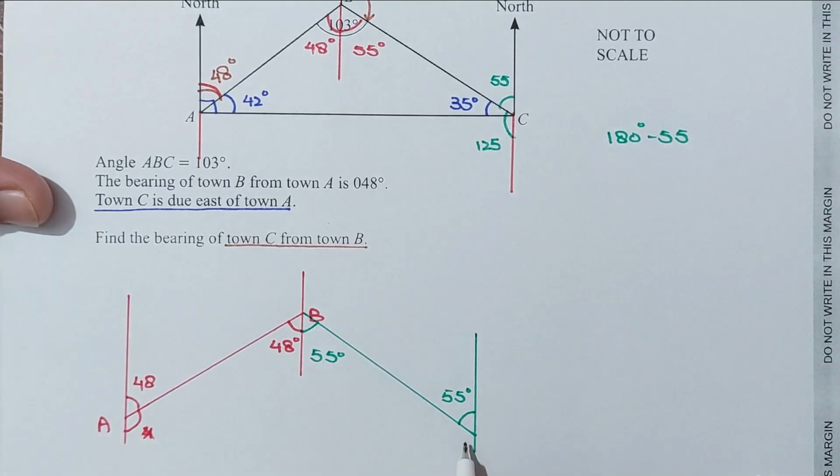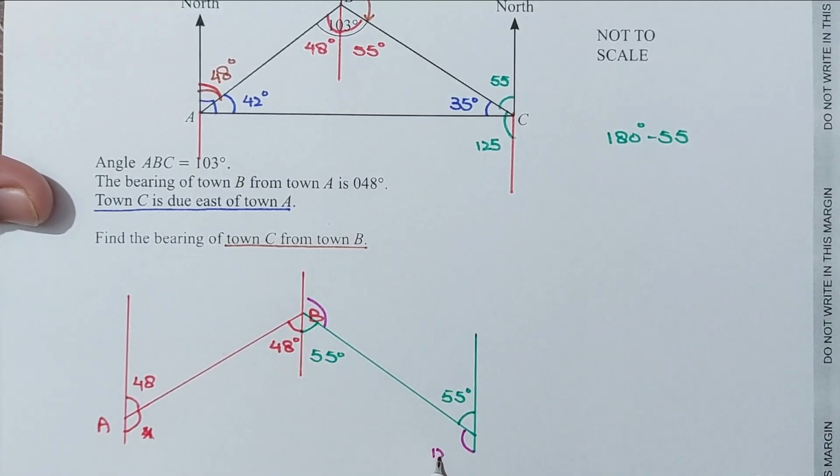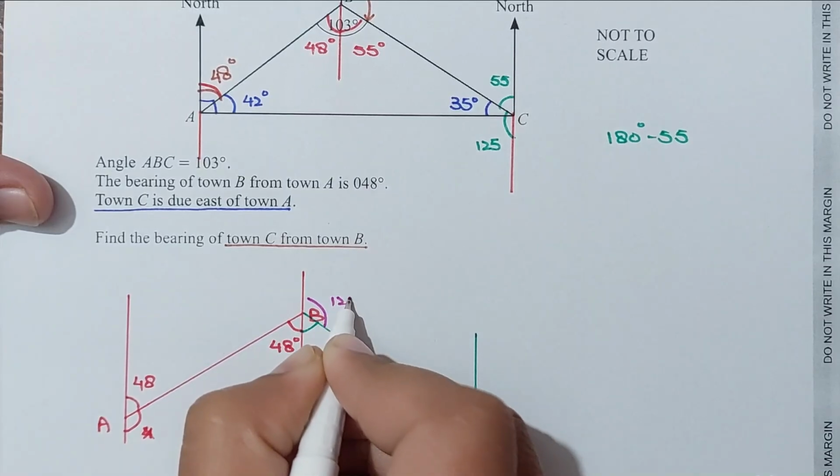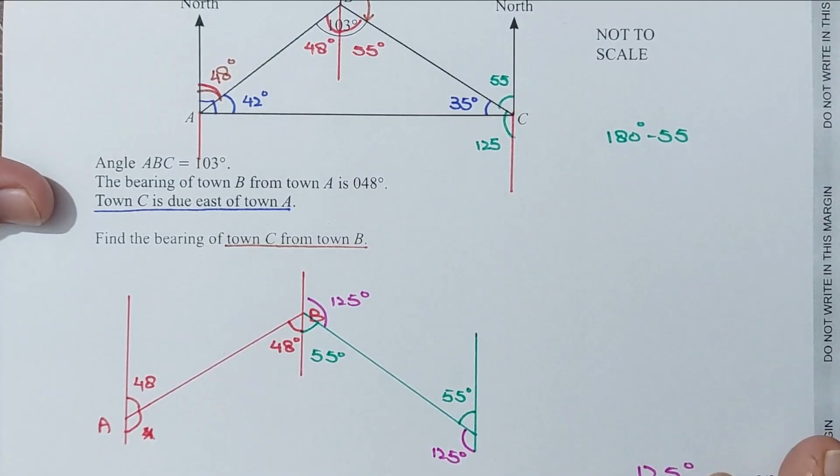Now this angle and this angle, these are two alternate. If this is 125 degrees, this is also 125 degrees. So the bearing of town C from town B is 125 degrees. Let me explain one more time.